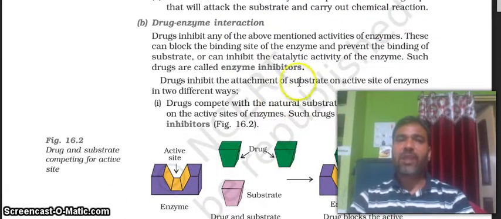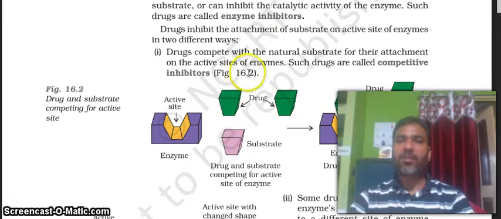Now, drug enzyme interaction. Drugs inhibit any of the above mentioned activities of enzymes. These can block the binding site of the enzyme and prevent the binding of substrates, or can inhibit the catalytic activity of the enzyme. Such drugs are called enzyme inhibitors. Drugs inhibit the attachment of substrate on the active site of the enzyme in two different ways. Drugs compete with the natural substrate for their attachment on the active site of the enzyme. Such drugs are called competitive inhibitors.